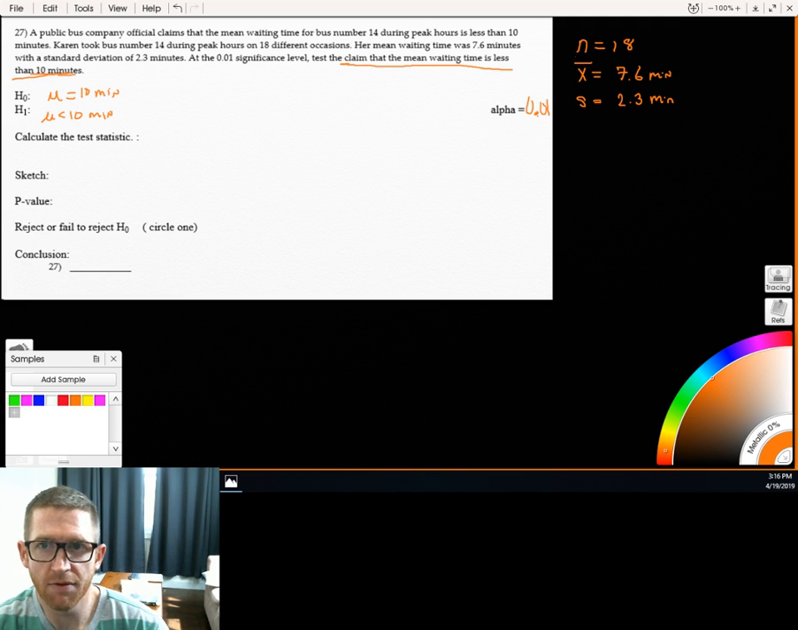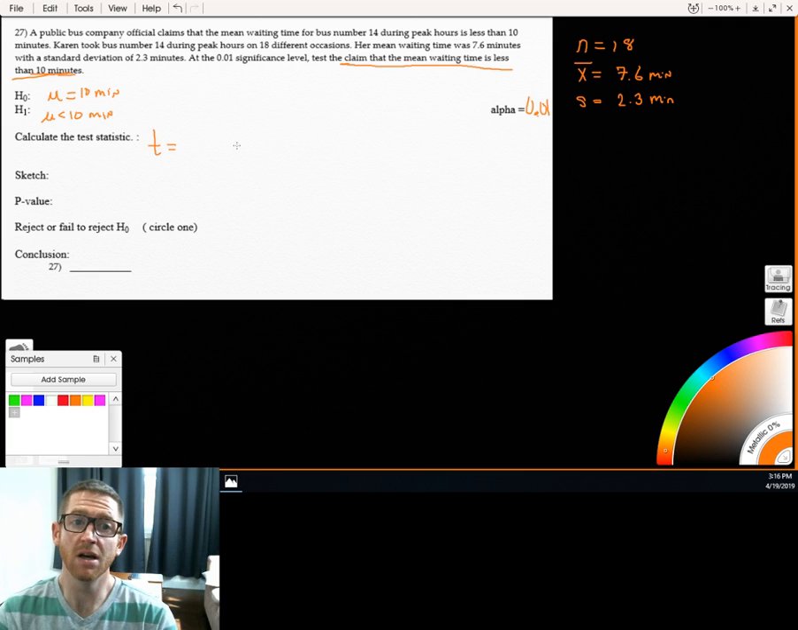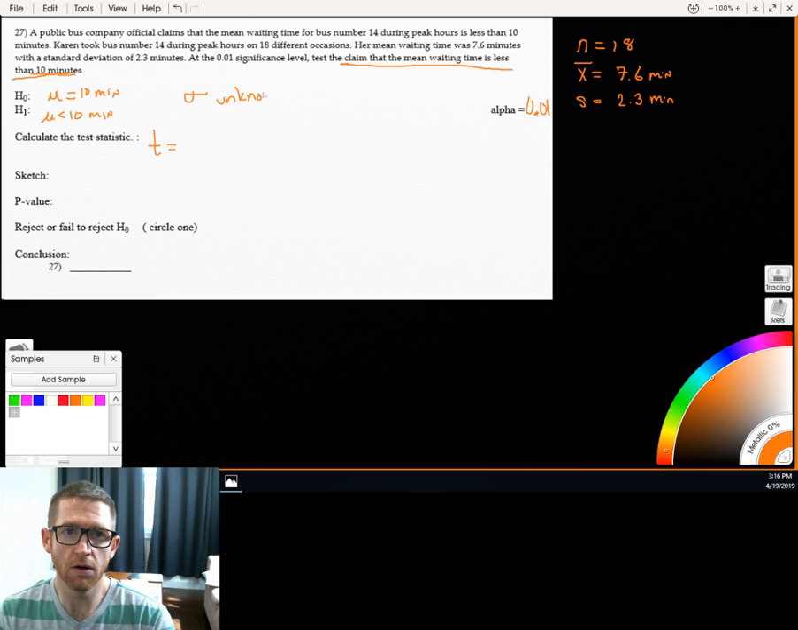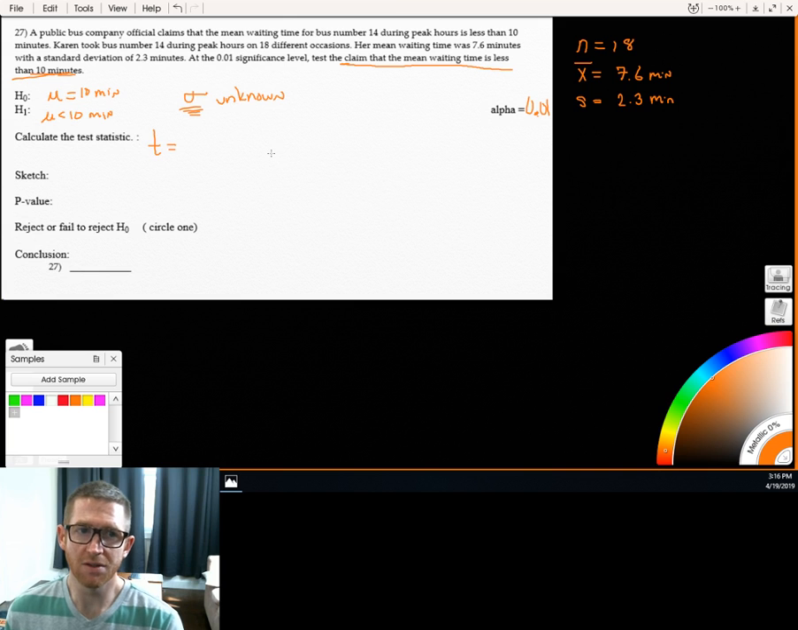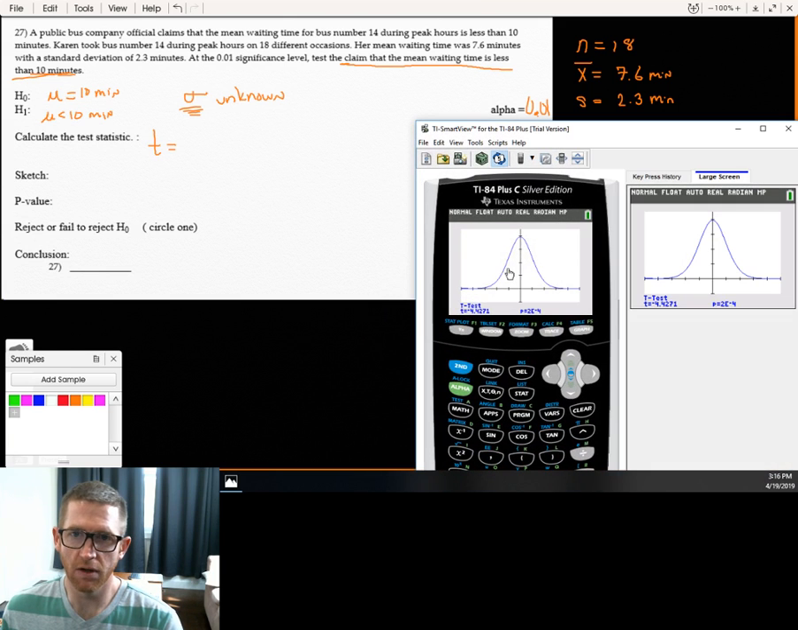So with this sample information, we need to calculate the test statistic. And in this example, the test statistic will be a t-value because we do not know the population standard deviation. So this is going to be a t-test. I can use the calculator to run a t-test.